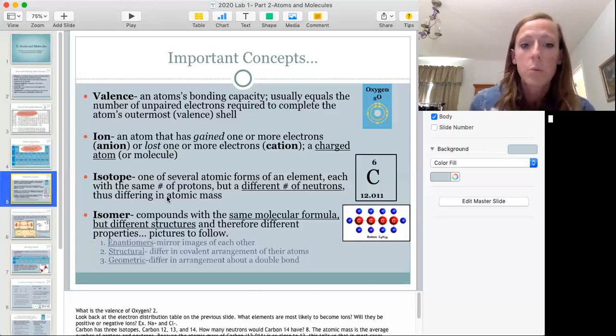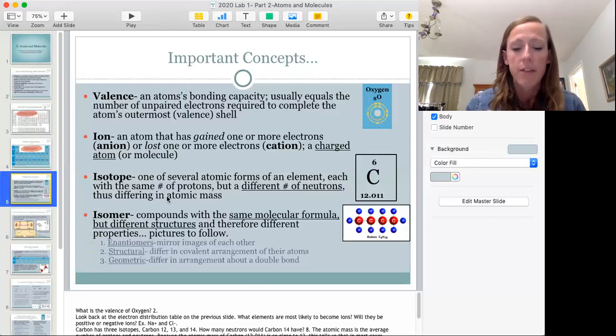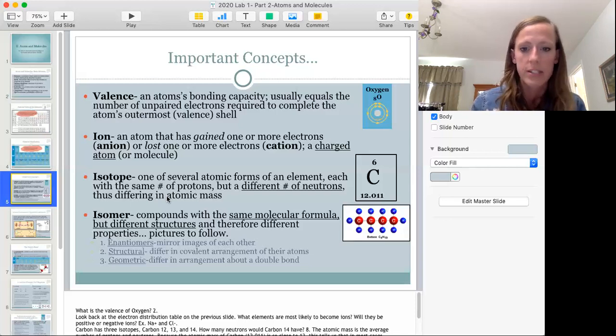Okay, and then isotope, we discussed this too, but I want to put a name to it, is one of several different atomic forms of an element that have all the same number of protons, because that's specific to the element, but a different number of neutrons. So carbon, the example we talked about, exists in carbon-12, carbon-13, and carbon-14. These are called isotopes of carbon, okay, different numbers of neutrons, okay?